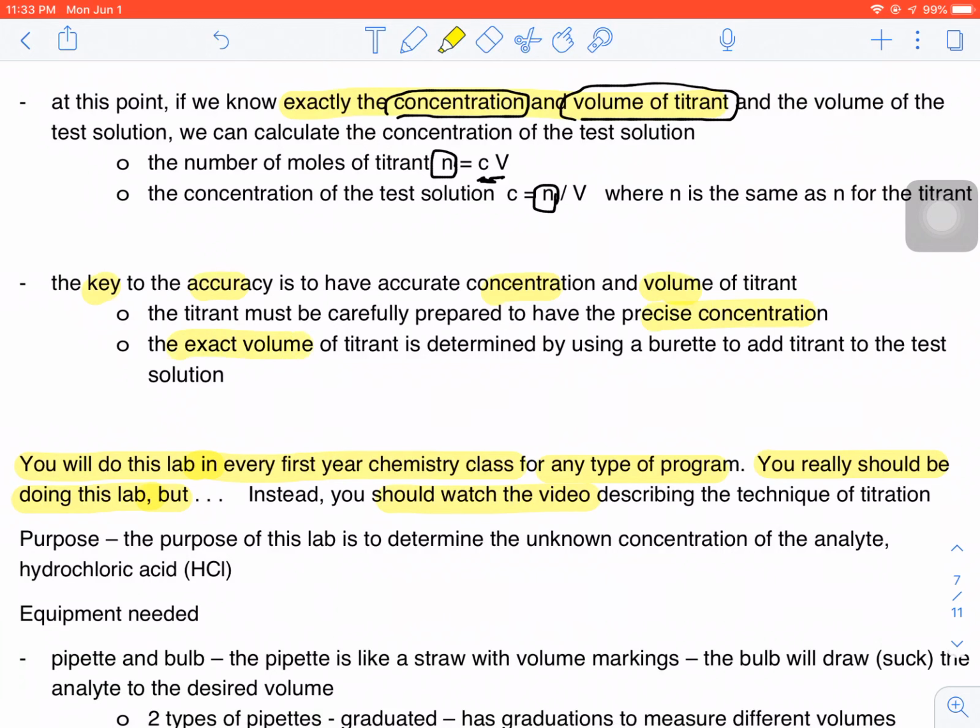Like I was saying earlier, ultimately, I would love for you to be able to do this lab because it's a very important lab for chemists. A lot of chemists do it.